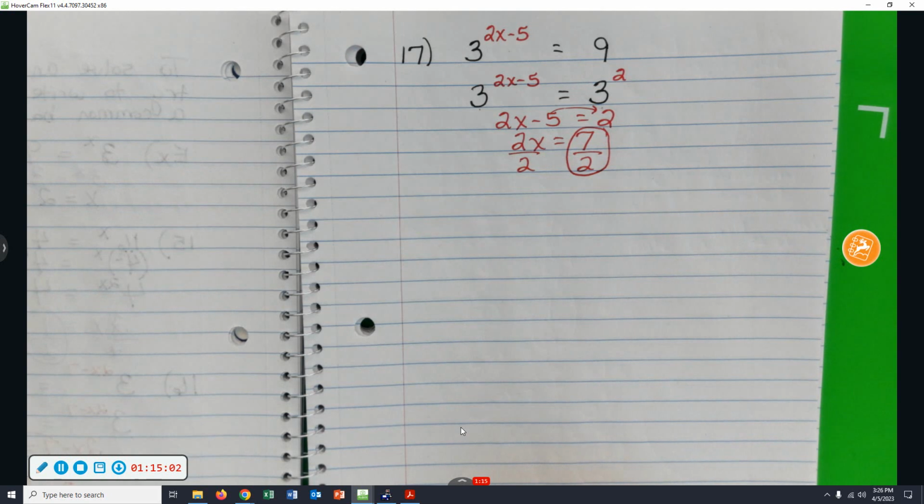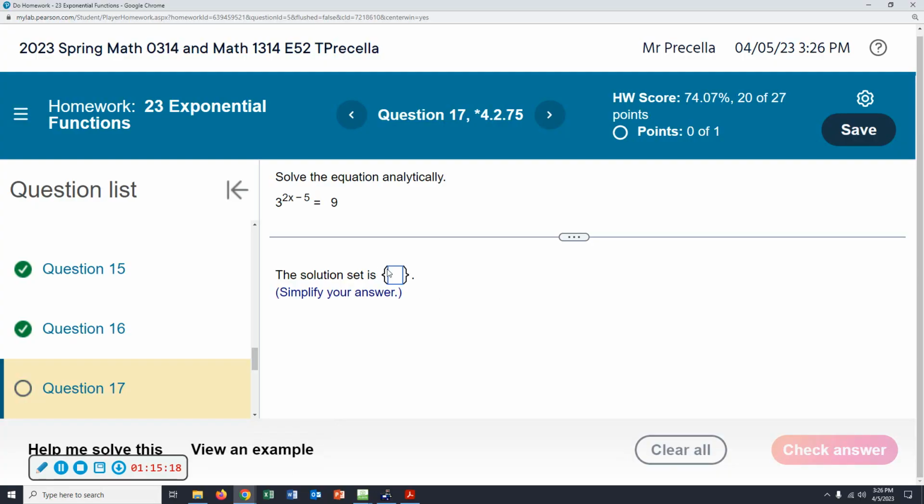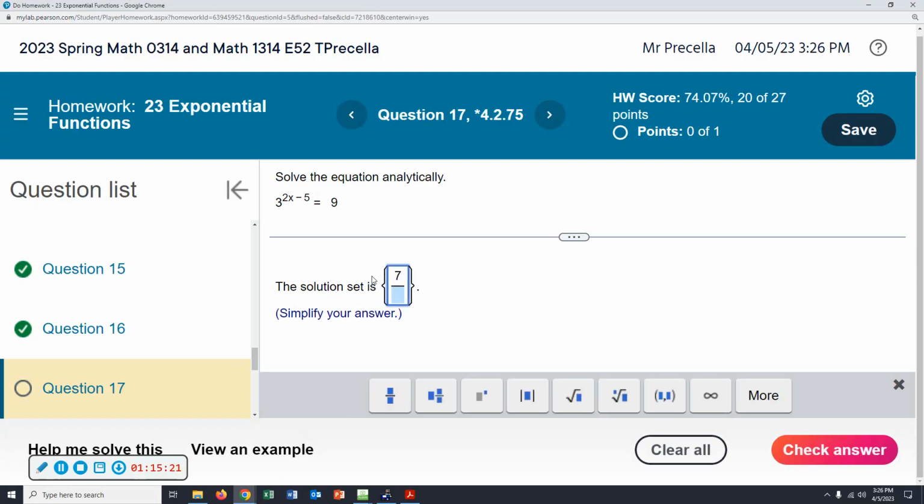Any questions with how I solve that? Isolate the x by adding 5 to both sides. So we have 2x equals 7. And then divide both sides by 2. Get x equals 7 over 2.